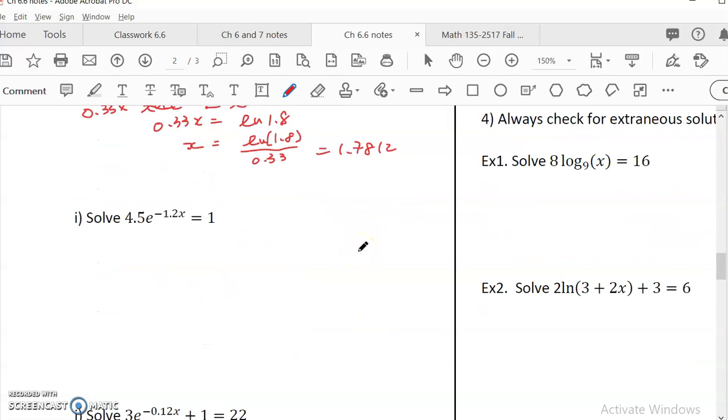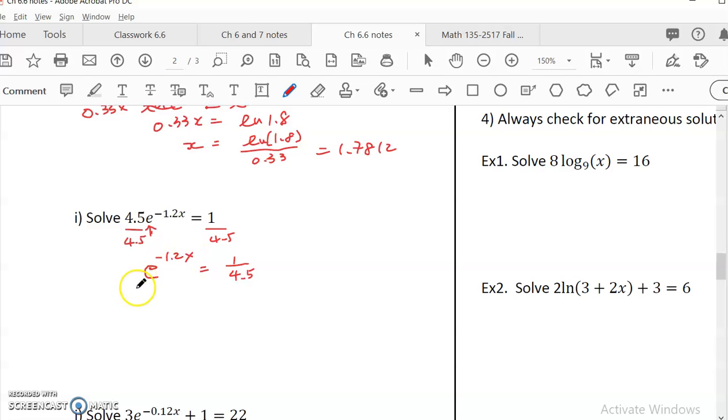Next one is also an exponent where the base is e. So you always look for, okay, the unknown is in the exponent, but what is the base? The base is not 4.5e. The base is actually e. So this needs to be cleaned up first. So we divide by 4.5. We want it to be just e of something. So in this case, it's e to the negative 1.2x equal to 1 over 4.5.